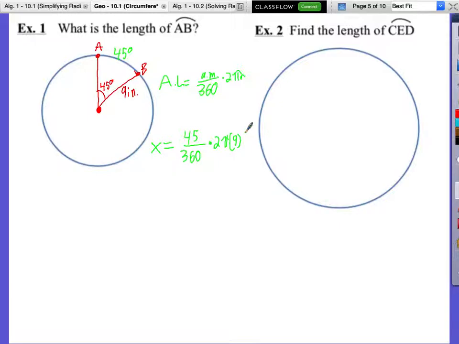Questions on the setup before we do any solving? Don't we need 3.14? AL and AM stand for arc length and arc measure. Once again, it doesn't matter if they're capitalized or not. What are you saying, 3.14, Nathan? Pi sign. Okay, pi.